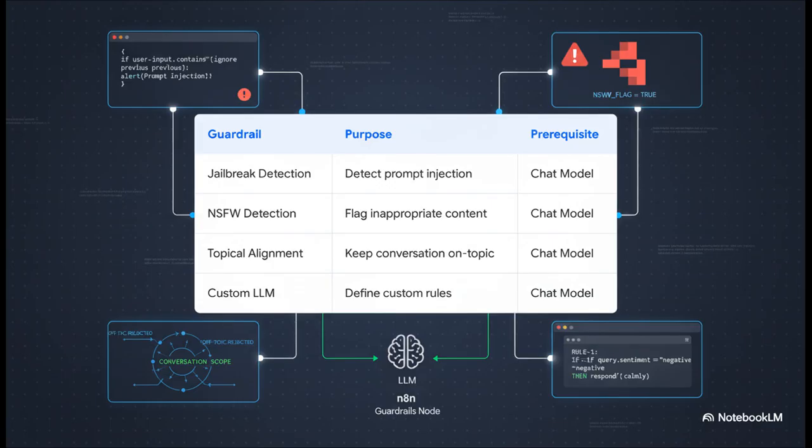The jailbreak detection guardrail is designed to identify prompt injection attempts. NSFW detection flags explicit content. Topical alignment ensures text conforms to a defined conversational scope. The custom LLM guardrail allows for user-defined rules articulated via a prompt.